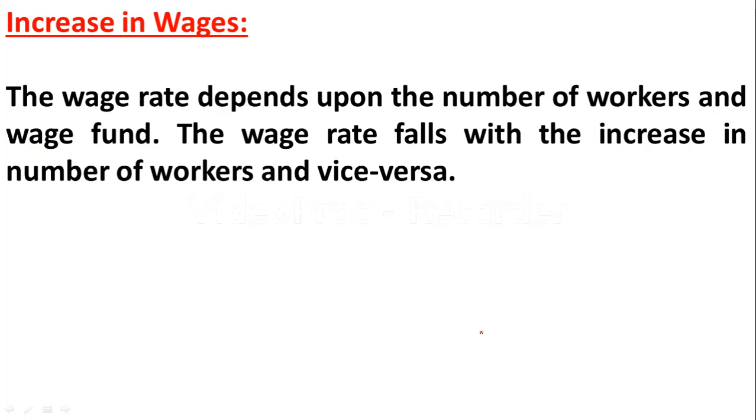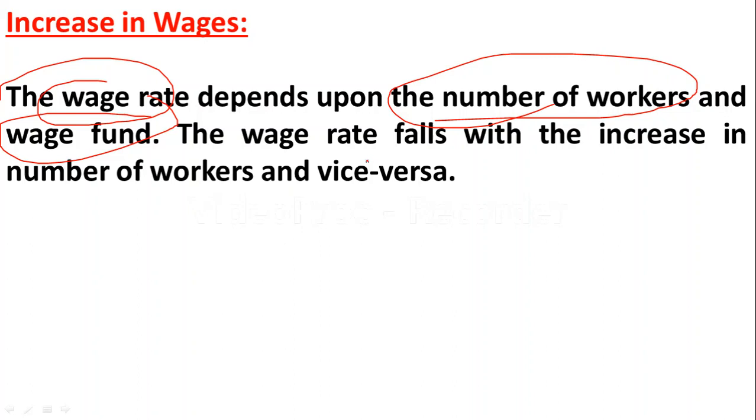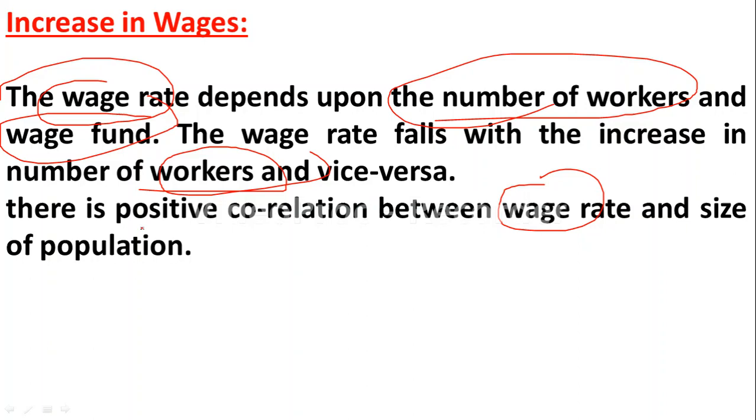Next, increase in wages. As I told you, the wage rate depends on the number of workers and the wage fund, and the wage rate falls with an increase in the number of workers. When the number of workers increases, the supply of workers increases, and automatically the wage rate is going to decrease, and vice versa. If there is less supply of labor, then the wage rate will increase. And there is a positive correlation between wage rate and size of population.